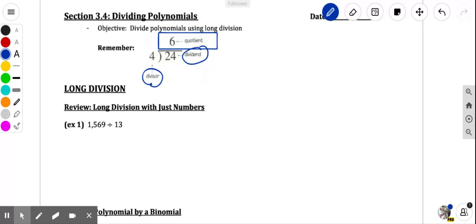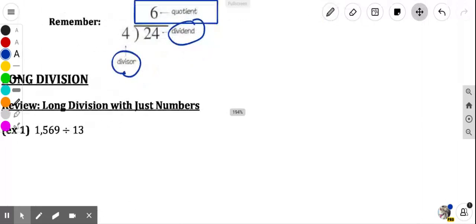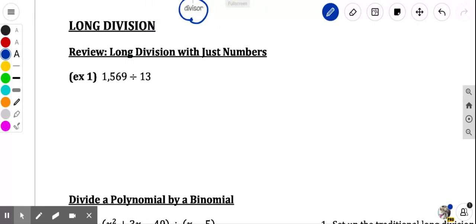So if we were going to review this problem right here, long division with just numbers, and do 1,569 divided by 13, we would put the 13 as the divisor, that's on the outside, and then the 1,569 is the dividend, and that goes on the inside. If you remember how to do long division, basically you start off by asking yourself, does this number go into the first number? Does 13 go into 1? No. So then you go to the next number. Does 13 go into 15? Yes. How many times? 1 time, right? Evenly. So then you put a 1 on top of the 5.